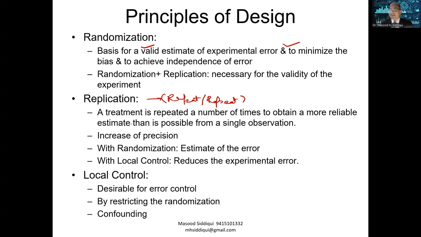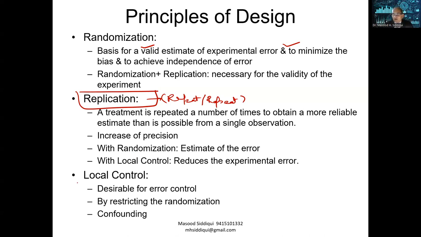Now, why is replication important? It provides an increase in precision, so that everything would be balanced. The precision is improved as we use replication. As we discussed earlier, along with randomization, it provides an estimate of the error, and along with local control, it reduces the experimental error. So this is the unit that is being used in both ways.